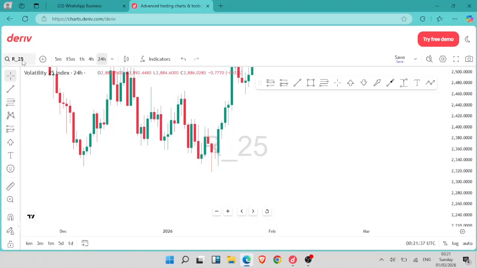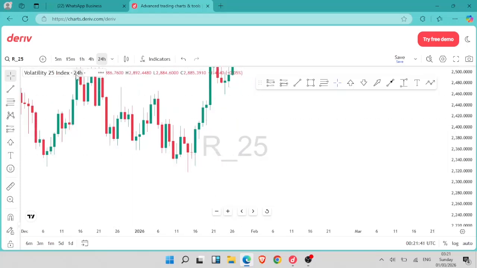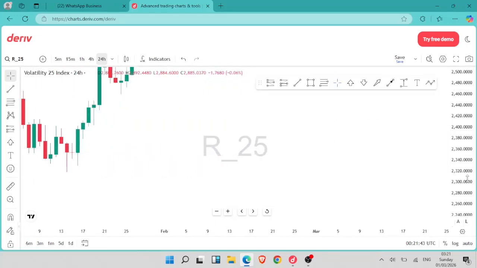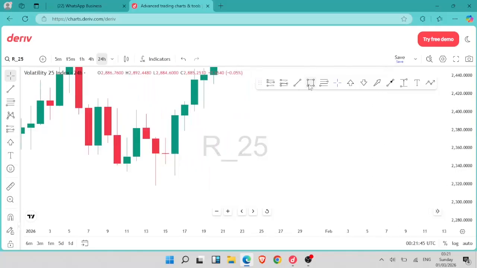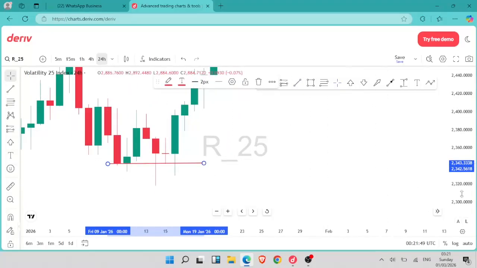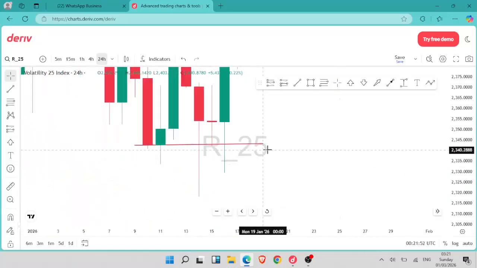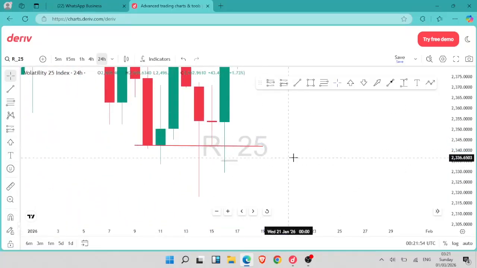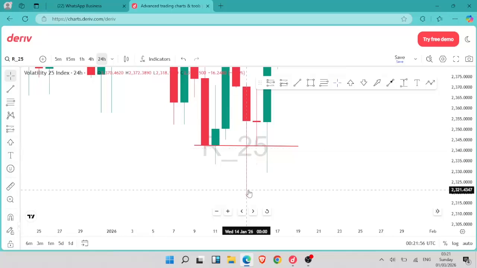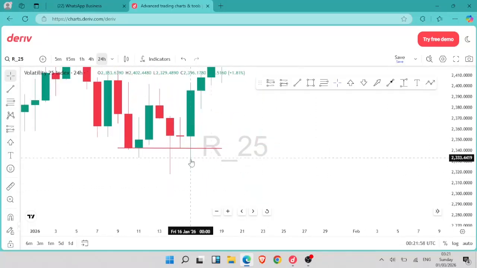Volatility 25 index. This is the 24-hour time frame. You can see we had a rejection block here, and as a result you have price retracing to the lower side and rejecting above it with a wick.